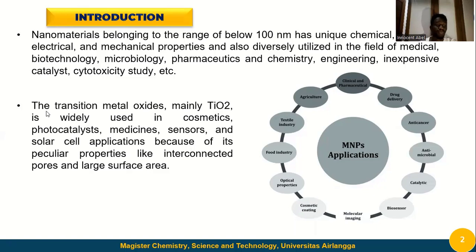For example, we have transition metal oxides like titanium dioxide, which is widely used in cosmetics, photocatalysis, medicine, sensors, and solar cell applications because of its very suitable properties, like the pores and large surface area. So the interconnected pores and large surface areas of titanium dioxide make it a very good target.